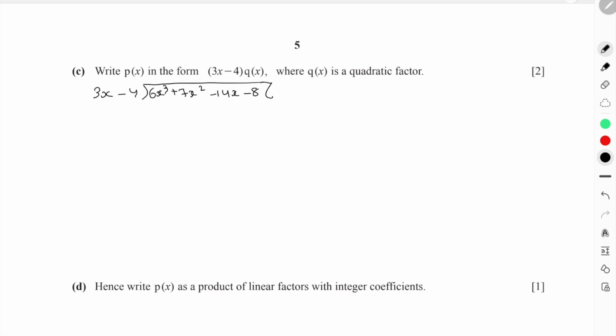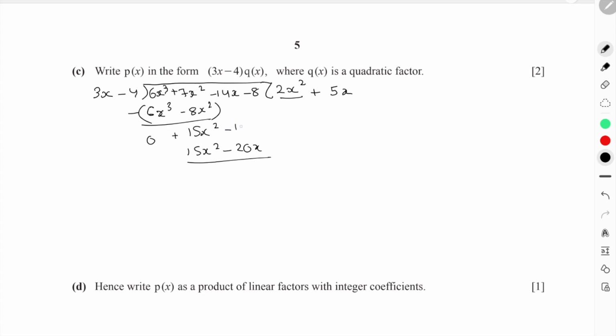And now let's just divide this. So you have to multiply this by 2x squared to get 6x cubed. So this is 6x cubed. And then minus 4 into this is minus 8x squared. Now let's subtract this. This is 0. 7 plus 8, 15x squared. And then we have to multiply this by 5x. So 15x squared minus 20x. And then when we subtract this, it's 6x minus 8.